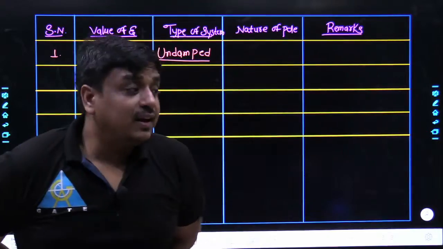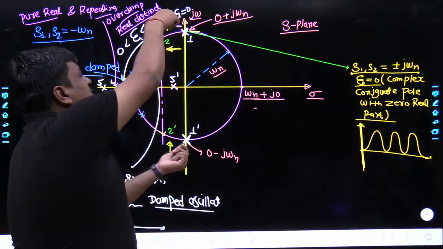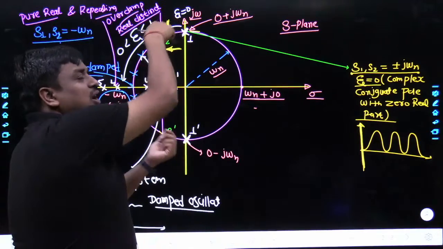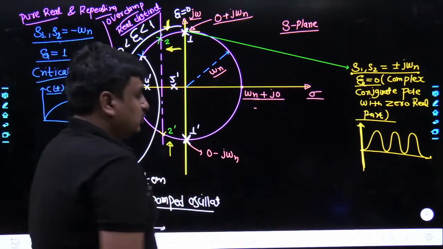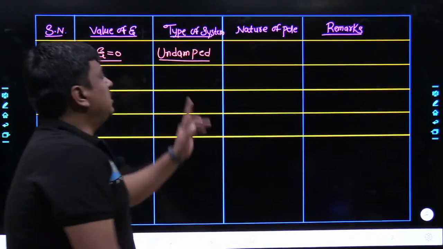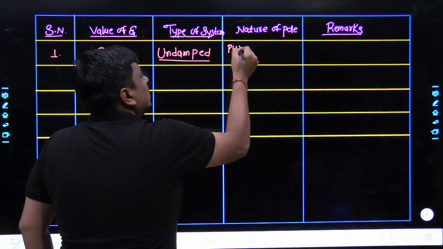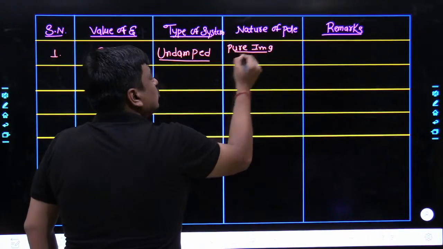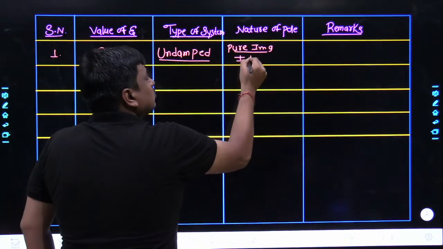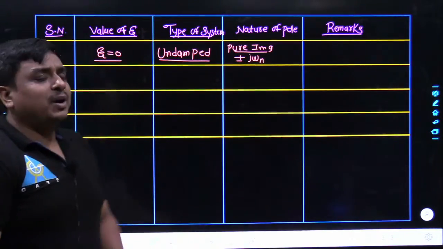See, we have seen when we took the value of zeta equal to 0, the poles were pure imaginary. That means it does not contain any real part. So if we talk about the nature of pole, definitely it's going to be pure imaginary. And if you want to locate exactly where they would be, they would be located at plus minus j omega n.